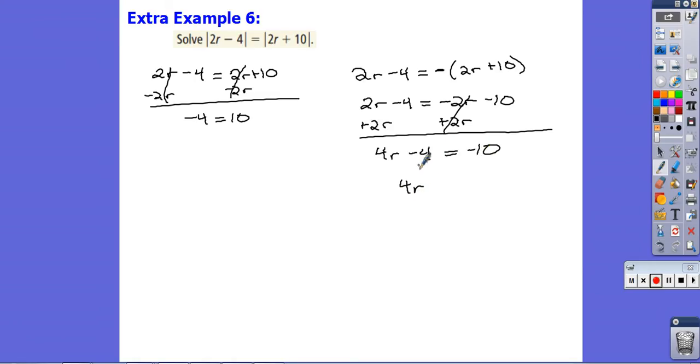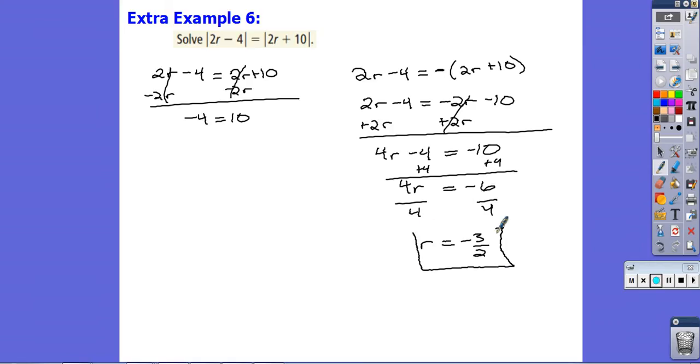So then I add the 4 over, and I end up with 4r equals negative 6. So then I divide by 4, and I get r equals negative 3 halves, or if you want to put r equals negative 1.5, that's fine. So this also only has one solution.